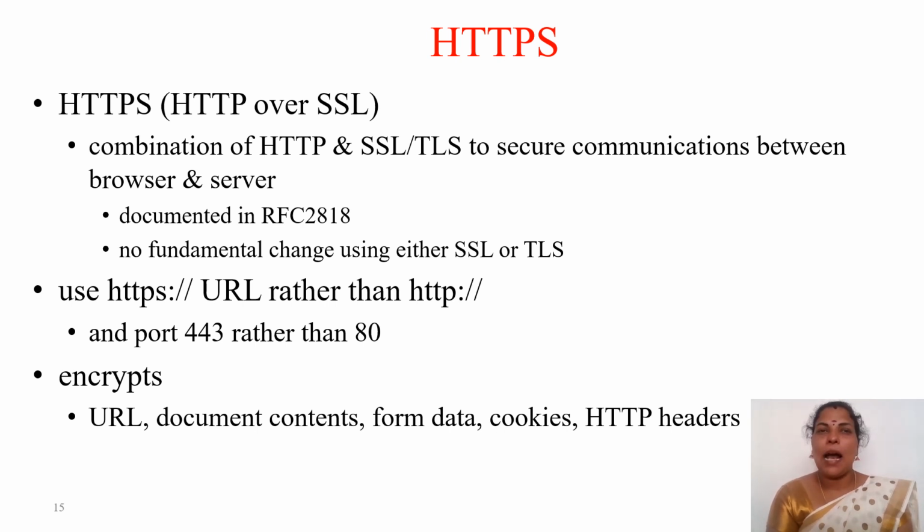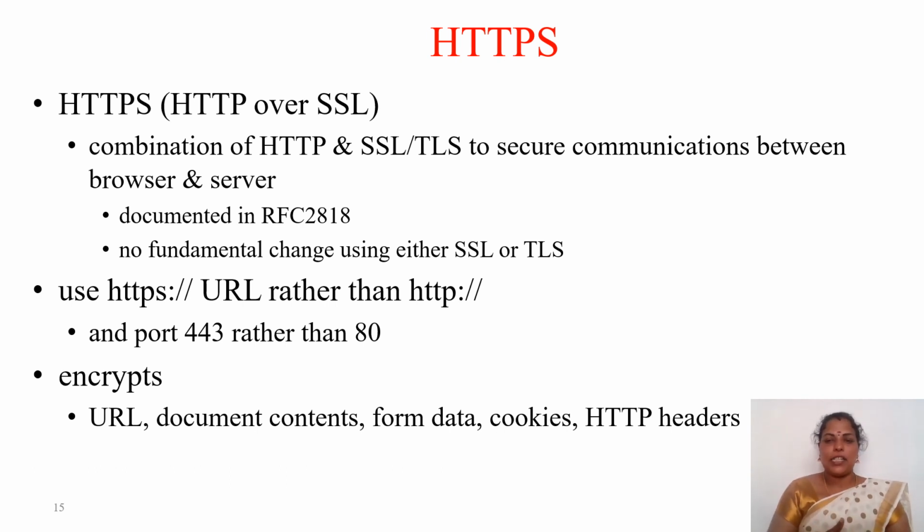And if an attack happens in HTTPS, because it is in encrypted form, detecting it is very difficult. HTTPS is documented in RFC 2818, and there is no fundamental change using either SSL or TLS. Nowadays the URL you are getting into is HTTPS rather than HTTP. The port number used for HTTPS is 443, and for HTTP it is 80. It encrypts the URL, document contents, form data, cookies, and HTTP headers.